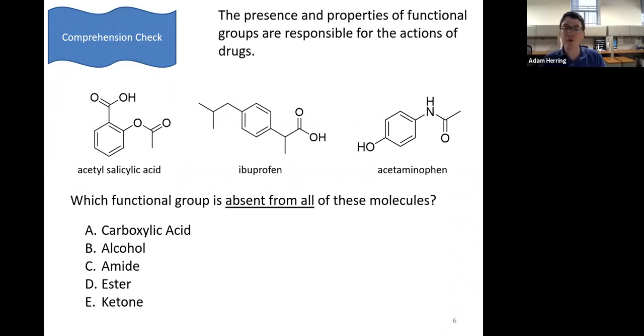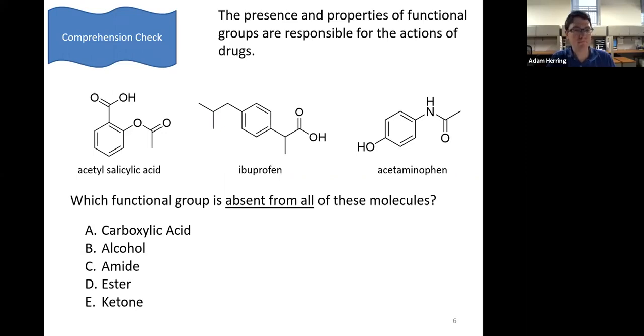And so functional groups play an important role in terms of how drugs function. In this problem, try and determine which functional group is not present, which functional group is absent from all of these molecules. So each of these will have different functional groups, but there's one functional group that's not found in any of them. Pause the video and try and determine this for yourself.